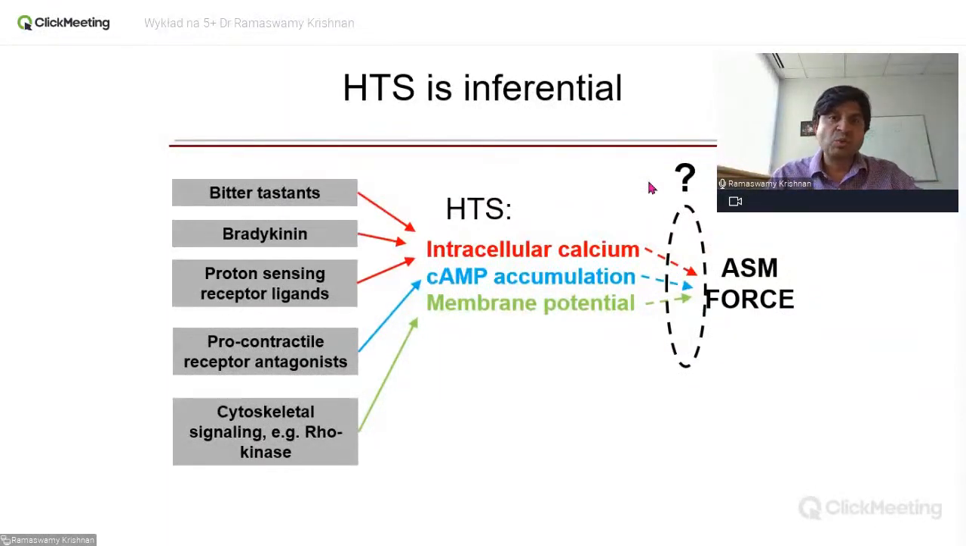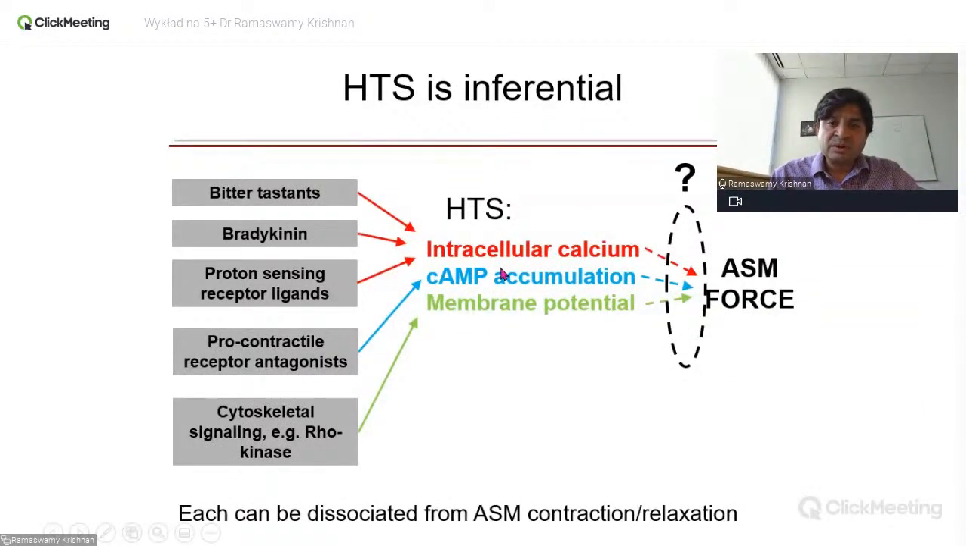The first thing you do is what is called high throughput screening. For bronchodilation, typically you add your compound and see how it changes calcium signaling in cells, cyclic AMP, membrane potential. These are standard biological readouts. The problem is that these readouts can be dissociated ultimately from how it impacts airway smooth muscle contractile force. I said beta tastins, you can measure these readouts, but how that relates to a reduction of force has been very difficult to understand.